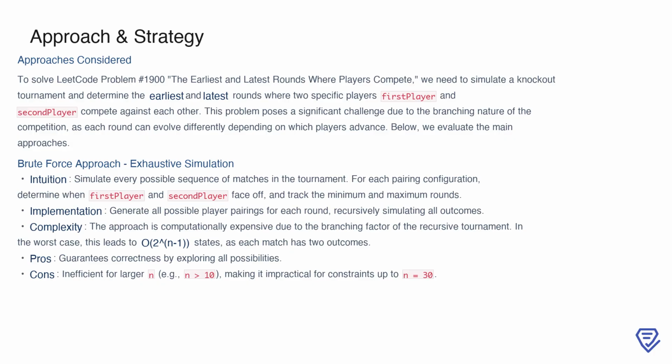This method guarantees correctness because it explores all possible outcomes. To implement this, we would generate all potential player pairings recursively for each round, simulating both win and lose outcomes for every match. However, this approach has a significant downside: its computational complexity.